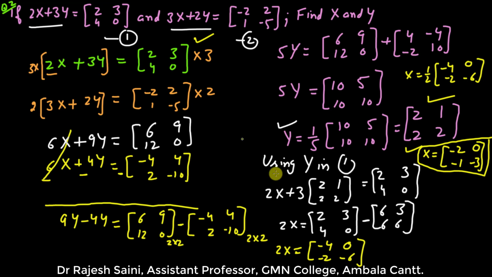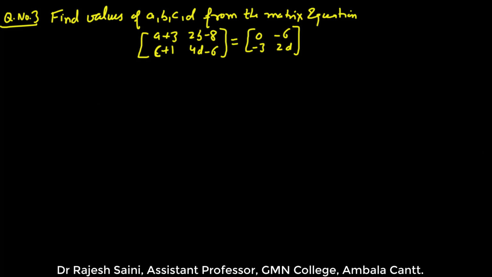So the next problem is, question number 3. Find values of a, b, c, d from the matrix equation. So this is the equation given: a plus 3, 2b minus 8, c plus 1, 4d minus 6 is equal to the matrix with first row 0, minus 6, and second row minus 3, and this is 2d. So we have to find the 4 values a, b, c, d.